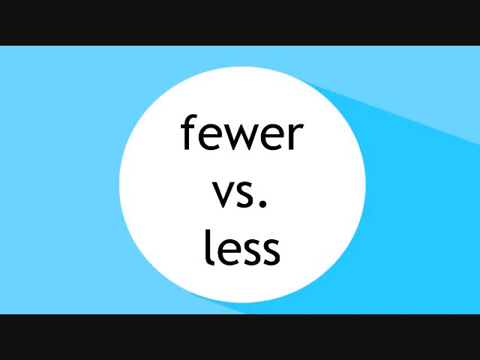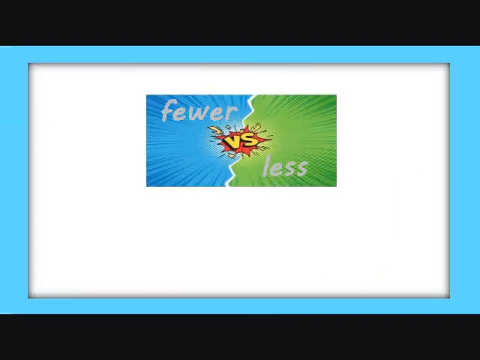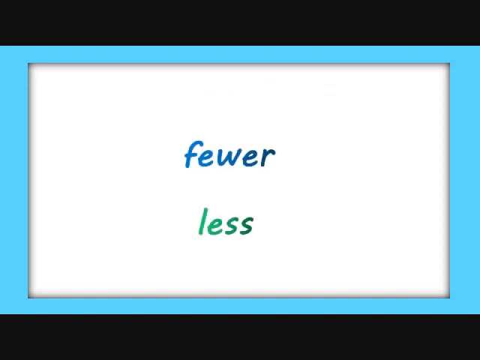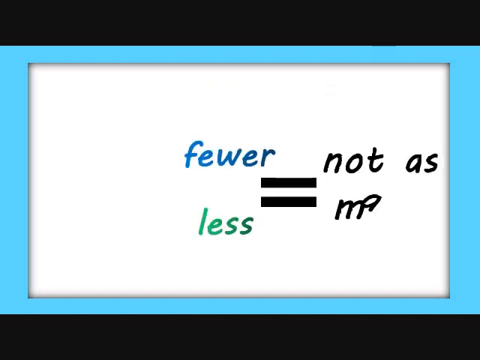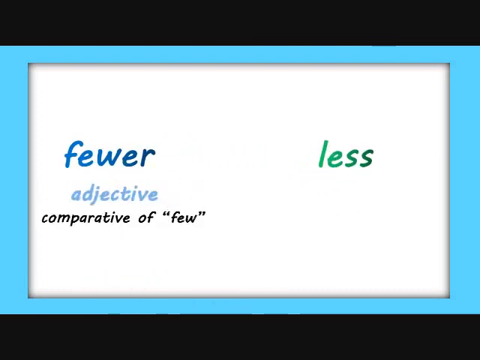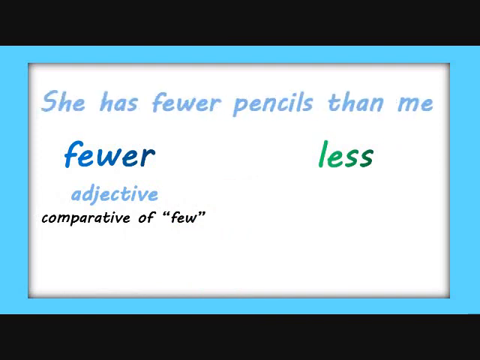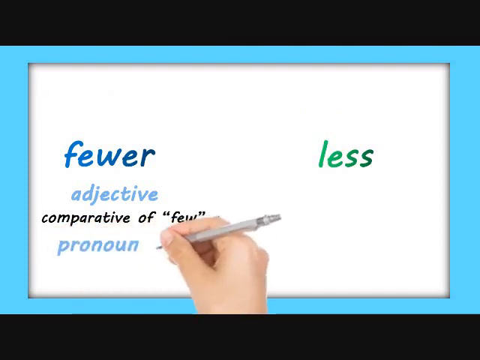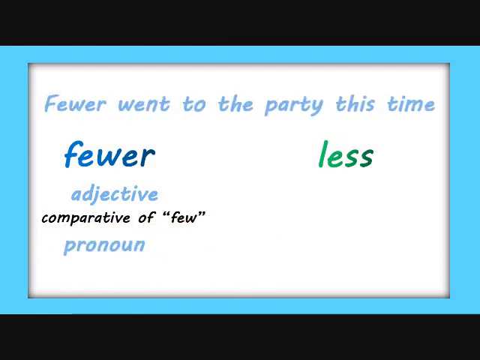Today's topic is one of the main English speakers' mistakes, and it is when to use fewer and when to use less. Fewer and less, both words mean the same, not as many. Fewer is usually used as an adjective, more specifically, the comparative of few. For example, she has fewer pencils than me. Fewer can also be used as a pronoun. For example, fewer went to the party this time. As in this example, fewer replaces the noun or the protagonist of the sentence.